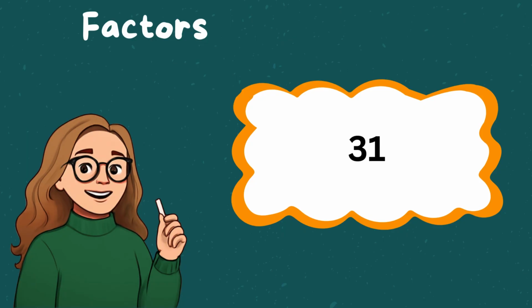Let's talk about the number 31. What if we were going to list the factors of the number 31? Well, all we come up with are 1 and 31. So 1 and 31 are the only factors of the number 31.